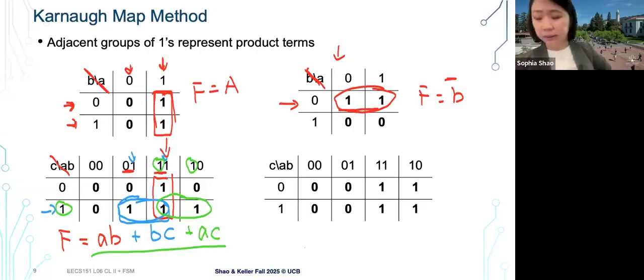The first one, so let me change my color. For the first one, what I'm circling is the circle in red. For the circle in red, as long as I'm in this column, it doesn't matter what the value of C is, right? So if C is 0, it is 1. If C is 1, it is still 1. That basically means I can eliminate C because C doesn't matter. And for this particular entry, it means when A and B are both true, this is true.